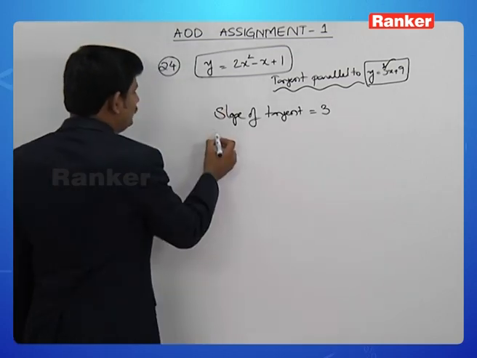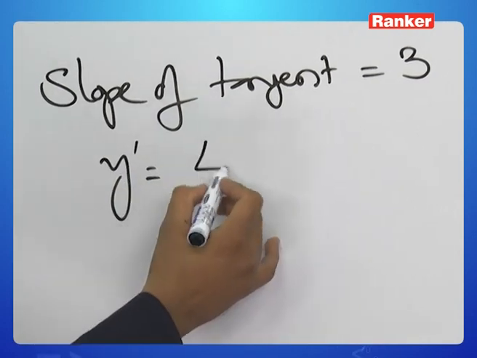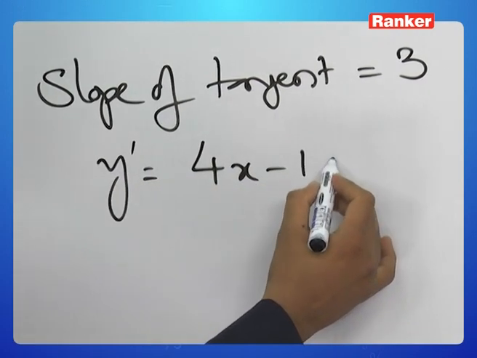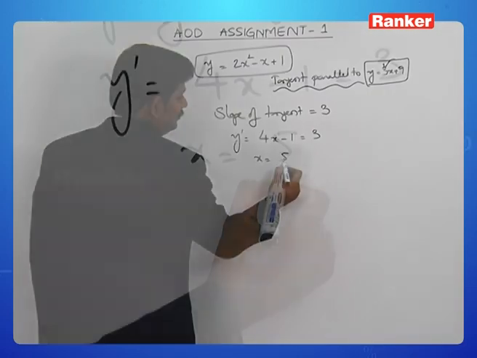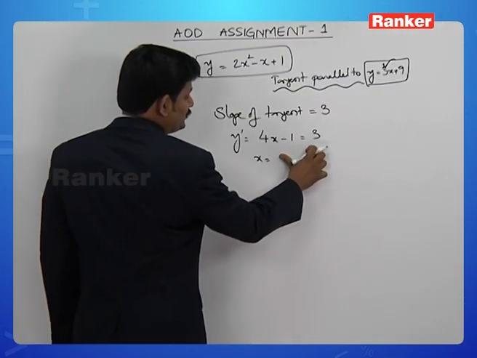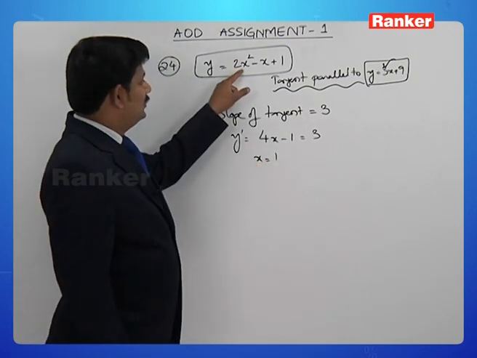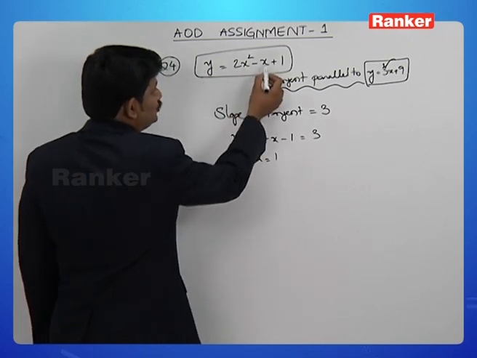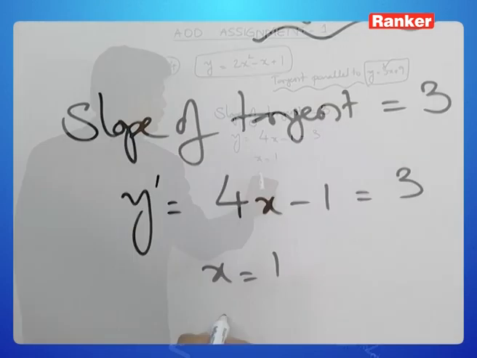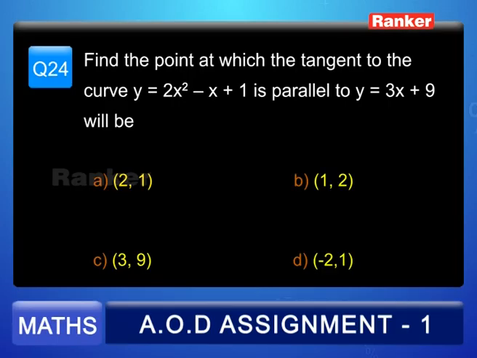So, differentiate the curve. Slope of the tangent, we know, is given by dy/dx. dy/dx is 4x minus 1, which is equal to 3, or x is 4 by 4, which is 1. And when x is 1, the y coordinate would be, substituting x equal to 1, 2 minus 1 plus 1, which is 2. So the point is (1, 2), which is option B. So, the answer is option B.